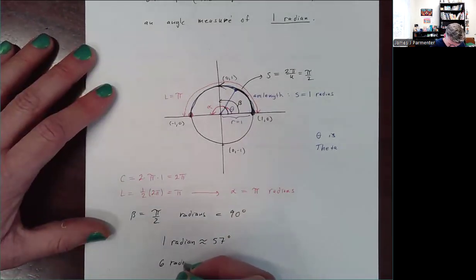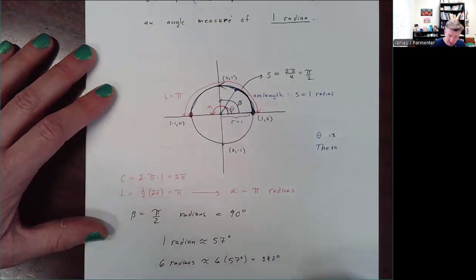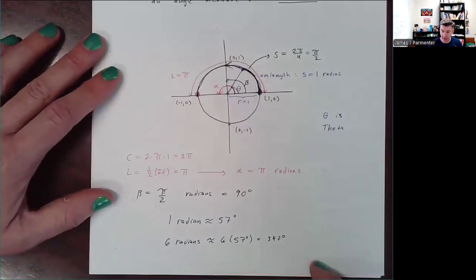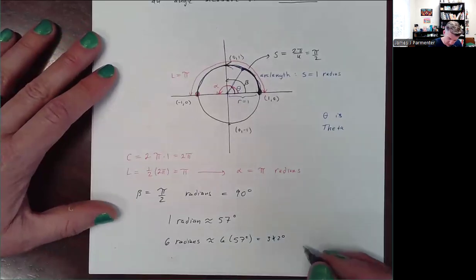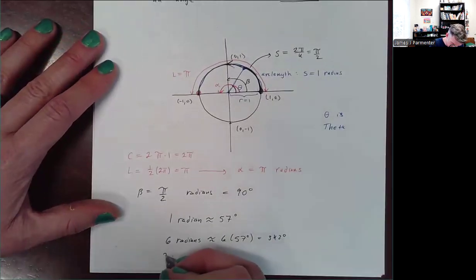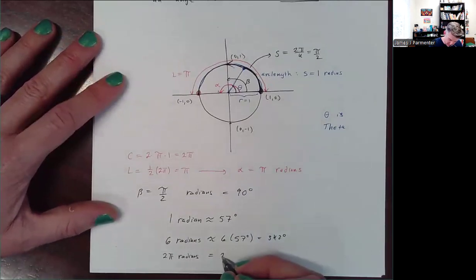And so 6 radians is approximately 6 times 57 degrees, which is 342 degrees. And that's almost a full revolution. But a full revolution isn't 6 radians. A full revolution is 2 pi radians. And 2 pi radians is 2 pi times approximately 57.